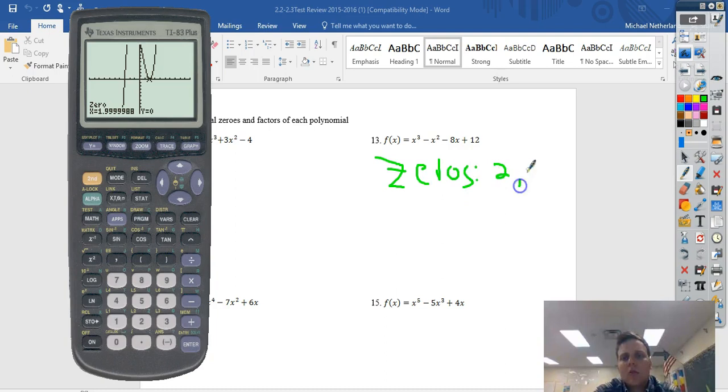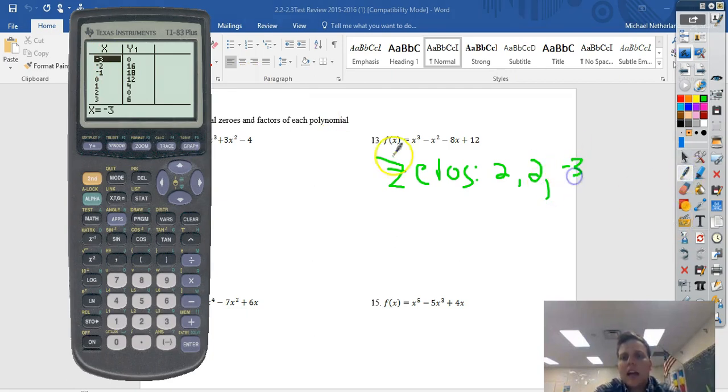So 2, 2. And then my other 0 seems to be happening at what looks to be negative 3. Rather than hitting second trace and going down to 0 and doing all that, what you could also do is hit second table and just go see if when x was negative 3, it gave us a 0. It did. So then I know my next 0 is negative 3. Now, the reason I showed you second trace first is because look at these x values when you look at the table.